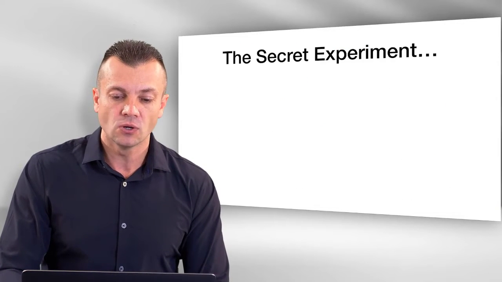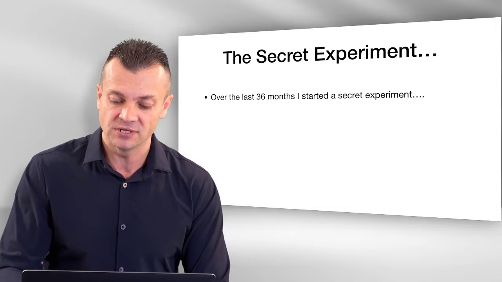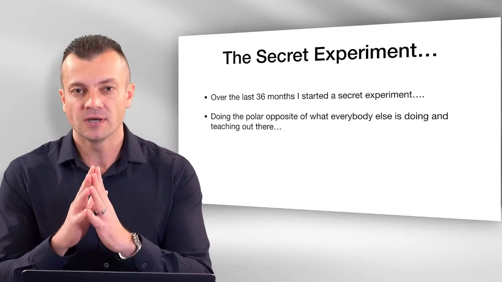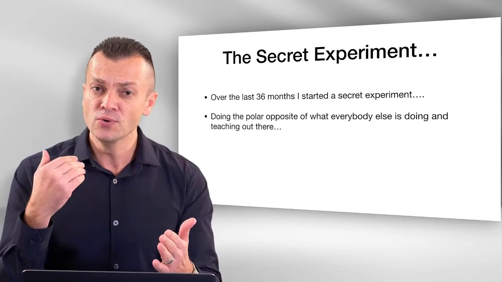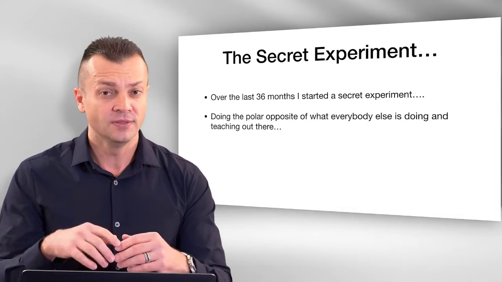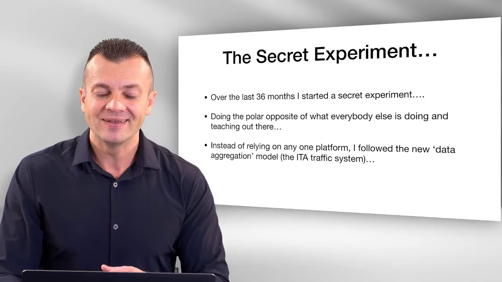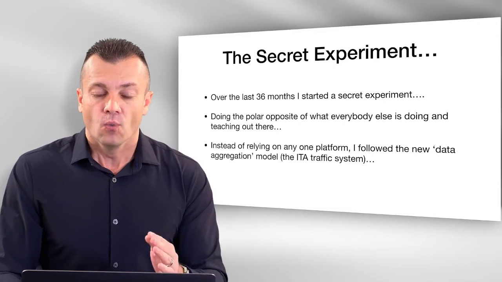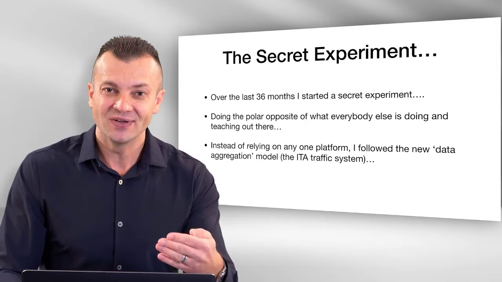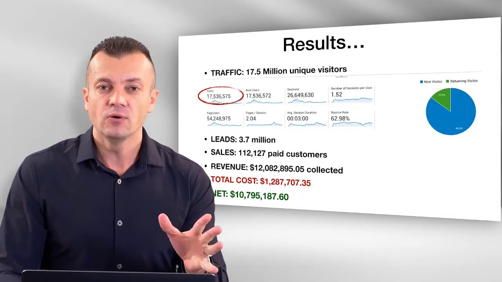Look, I wanna give you the result of this. Over the past 36 months, I've been running a secret experiment on this model. Let me show you what it's done for us. I have deployed a campaign doing the polar opposite of what everybody else is doing out there in the traffic generation, marketing, and sales world. Instead of relying on any one platform, I followed what's called data aggregation, this new traffic model that I've developed, and now we teach this inside the Internet Traffic Academy. Anyway, here are the results.